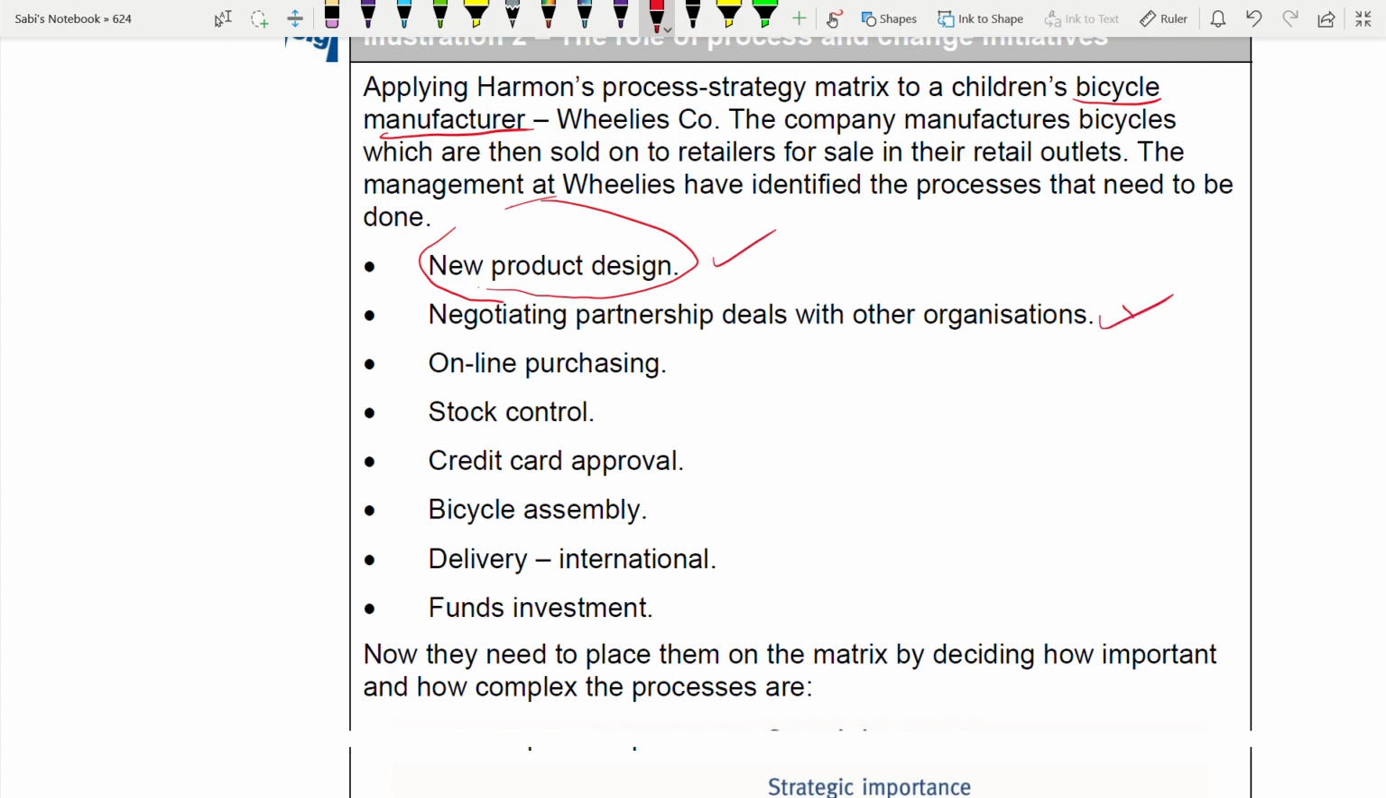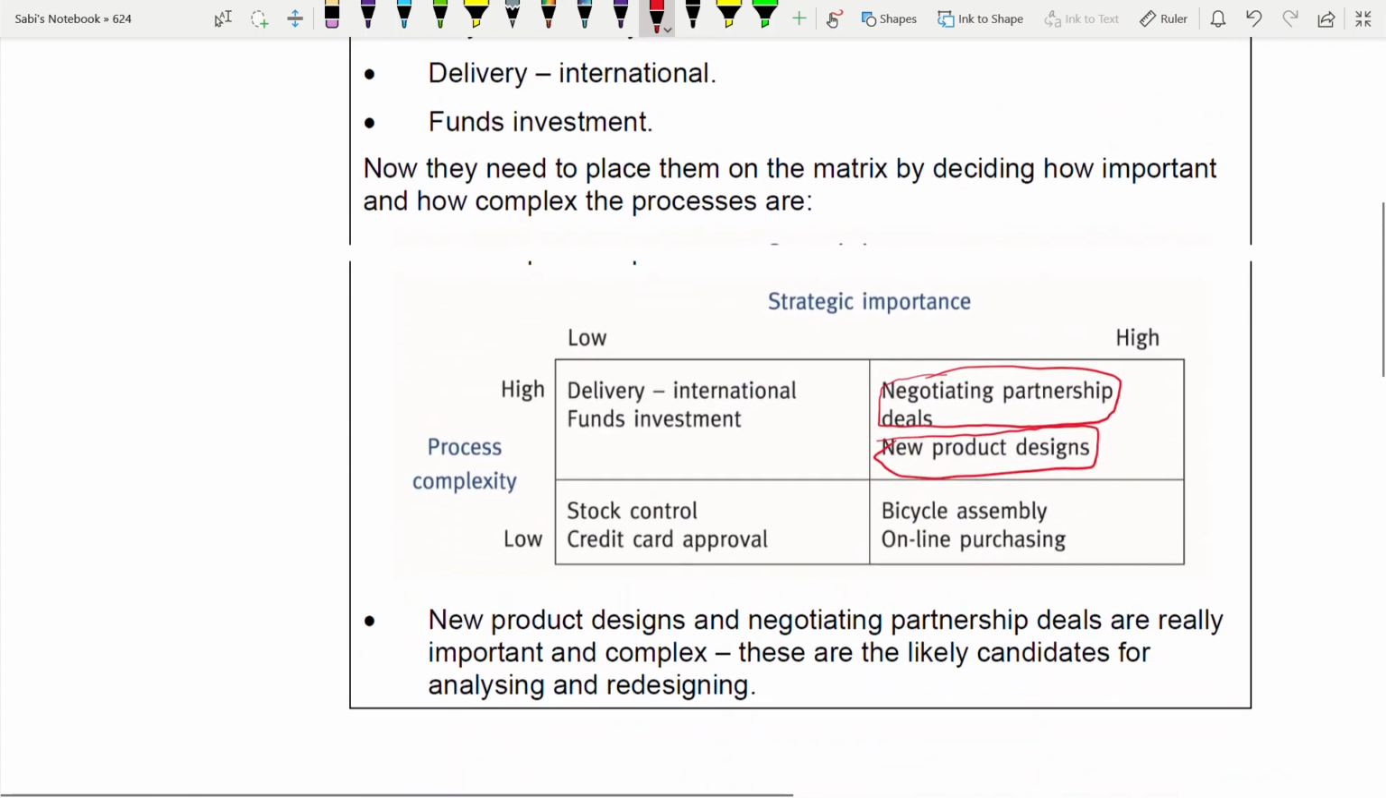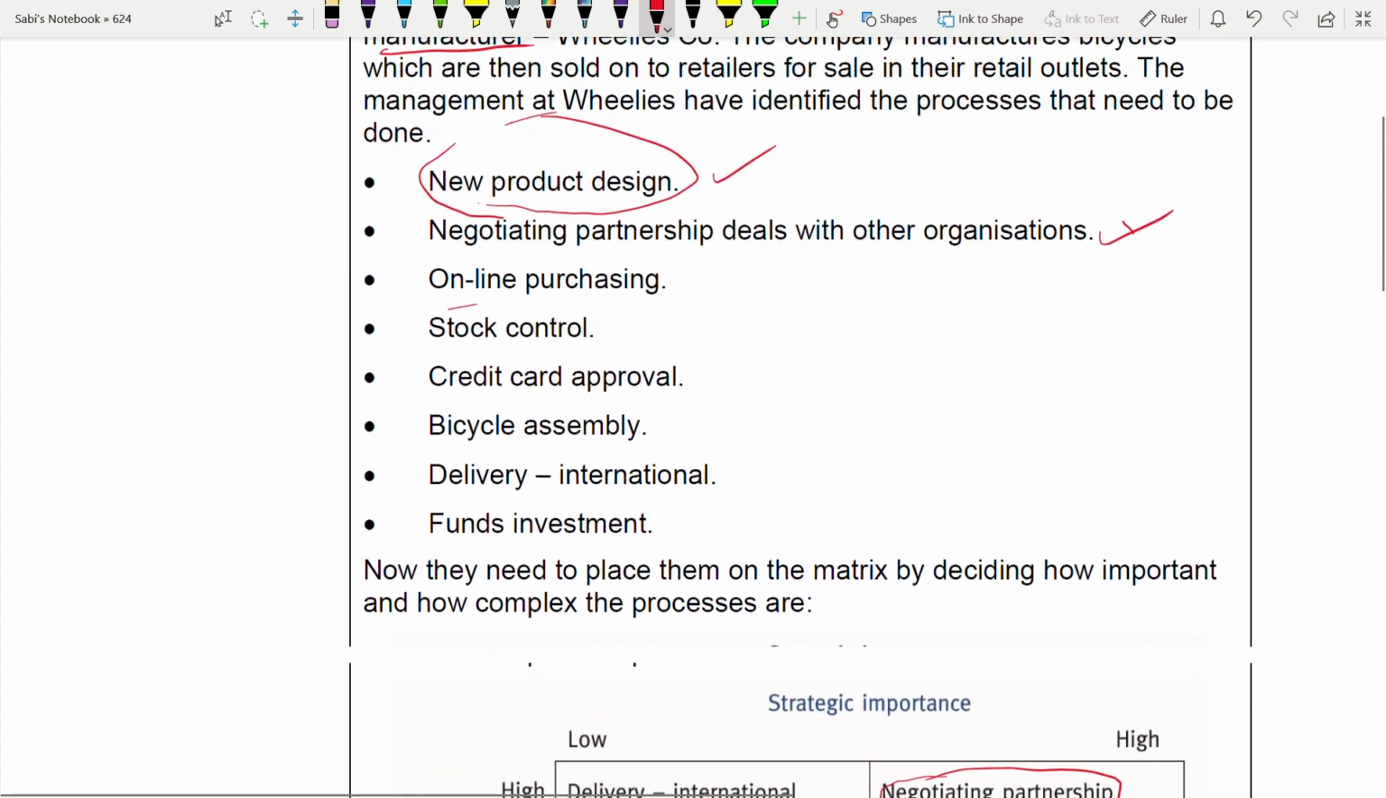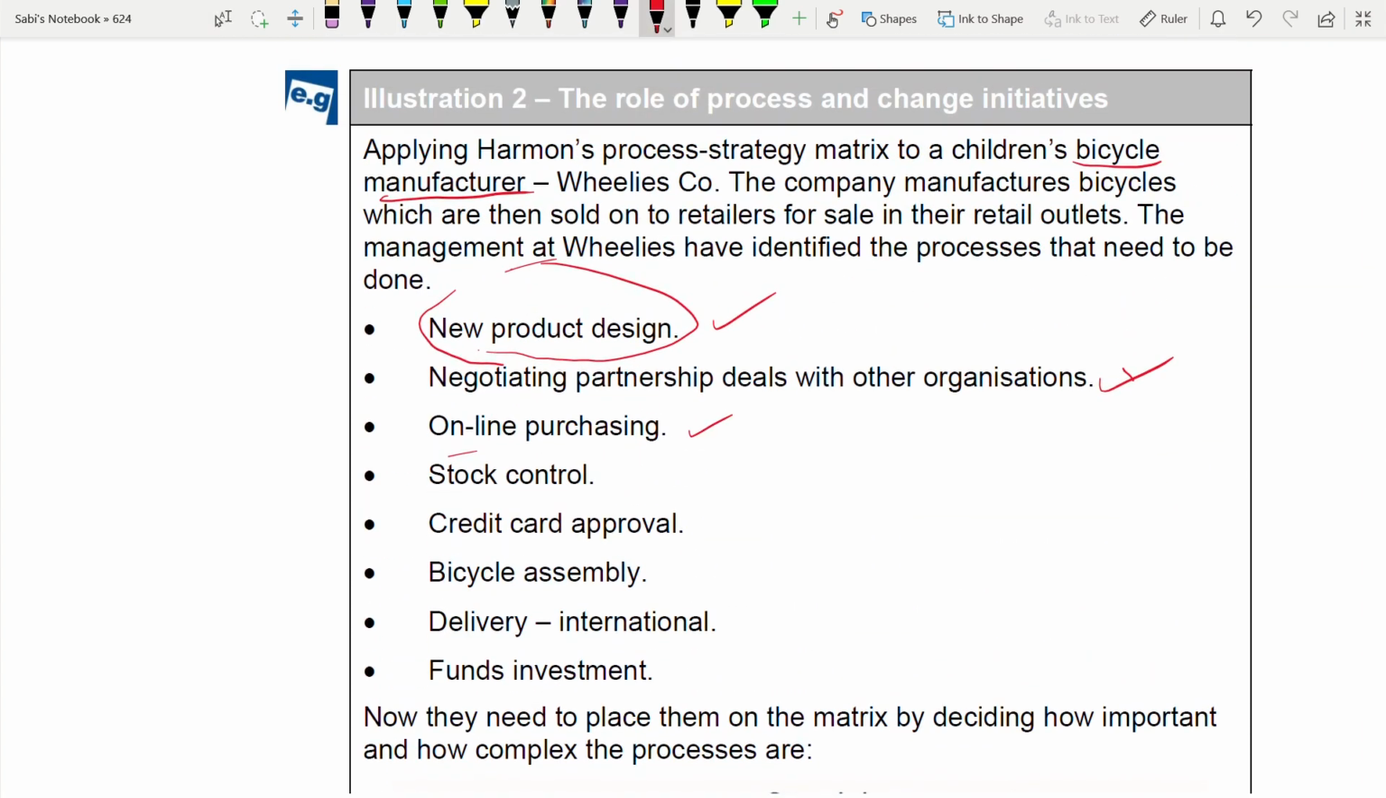Online purchasing. Tell me. Strategically, it is important, yes, but complex is low because it's online purchasing. So automate. You see here, online purchasing. I will write process improvement, automate. Stock control.